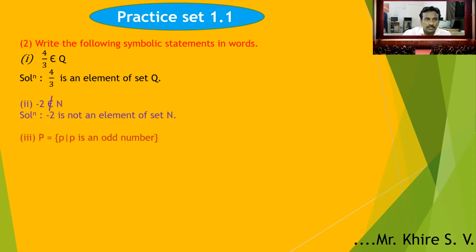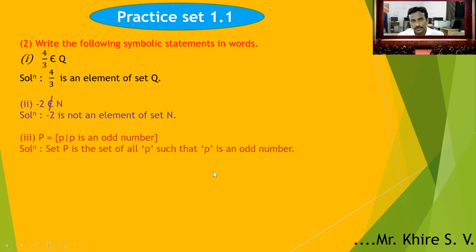Third, a set is given: P is the set of all p such that p is an odd number. You have to write it down in words. Symbolically we can write it like this, and in words we can read it like this: set P is the set of all p such that p is an odd number.